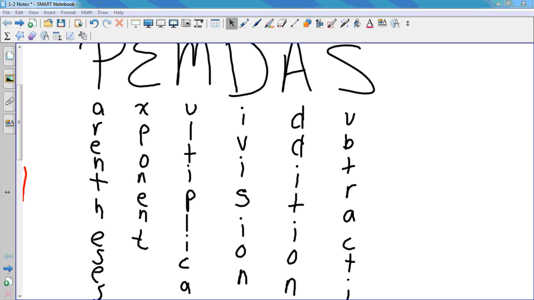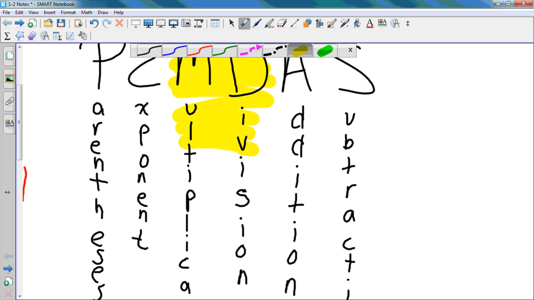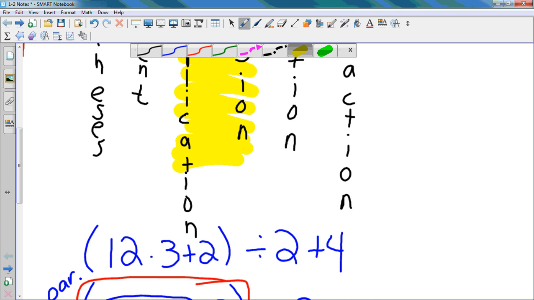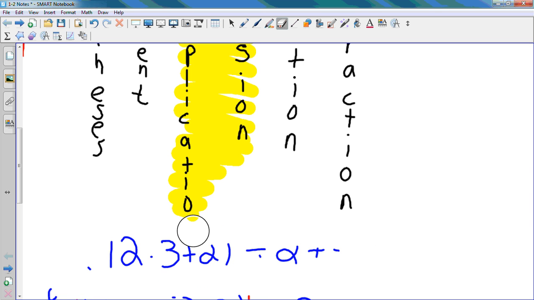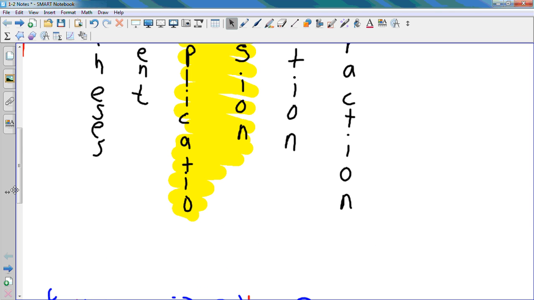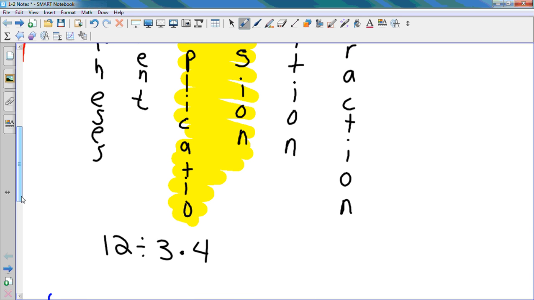Now, there is a special case when it comes to multiplication, division, and addition and subtraction. Okay, I'm going to highlight it. If I ever have a problem with only multiplication and division in it, so 12 divided by 3 times 4, I know that PEMDAS says do multiplication and then division.